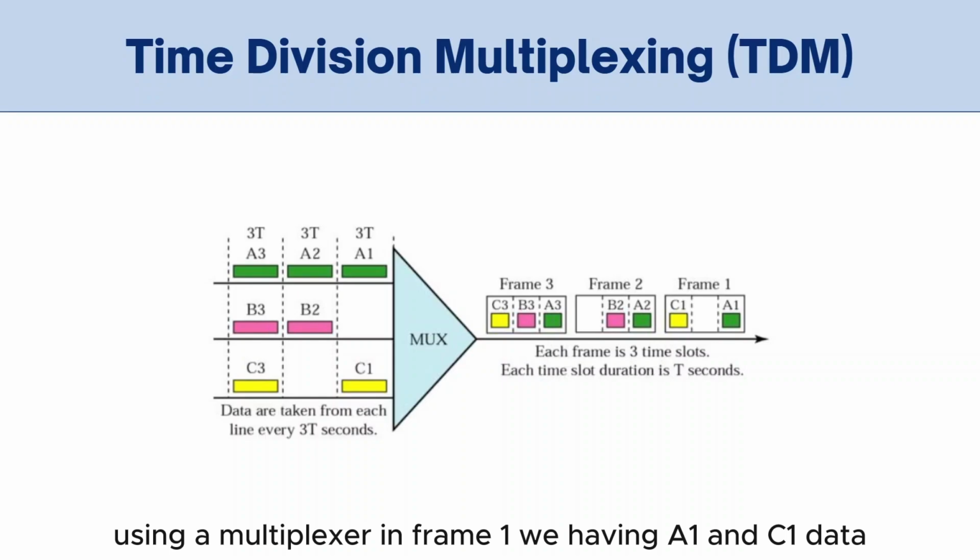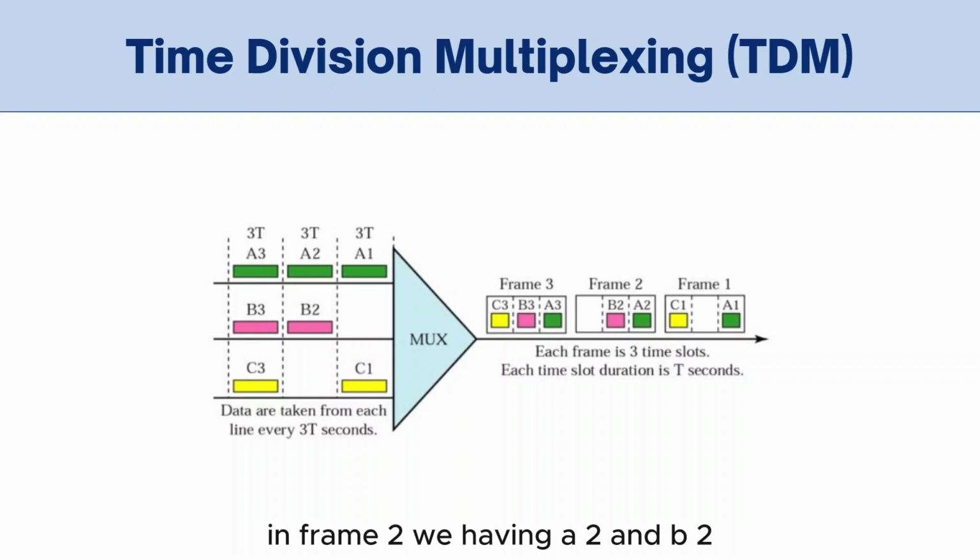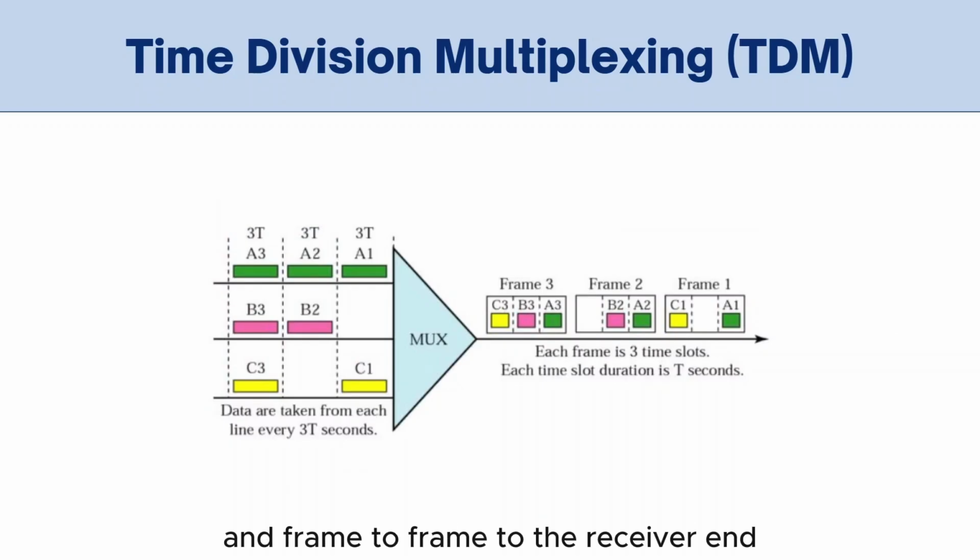In frame 1, we have A1 and C1 data. In frame 2, we have A2 and B2. In frame 3, we have all 3 data: A3, B3 and C3. All the data will be sent slot by slot and frame by frame to the receiver end.